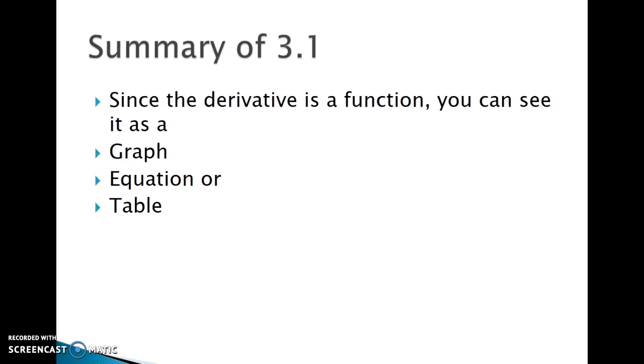So here's a summary of section 3.1. Since a derivative is a function, you can see it as a graph, equation, or a table. The input is the same input as f, so the input is going to be the x-coordinate, but the output will be the slope of f at x. All right, good luck with 3.1.